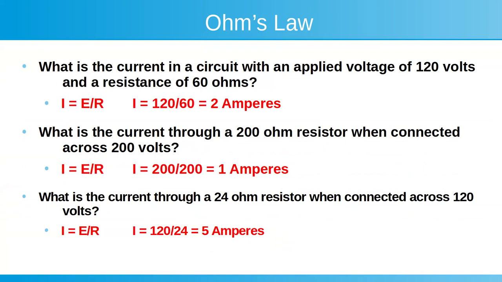What is the current in a circuit with an applied voltage of 120 volts and a resistance of 60 ohms? So here we got to rearrange the formula. So it's I equal to E divided by R. Or if you do your little pie chart, put your finger in the right place. And we substitute the numbers, so we're 120 volts divided by 60 ohms, or 2 amperes.